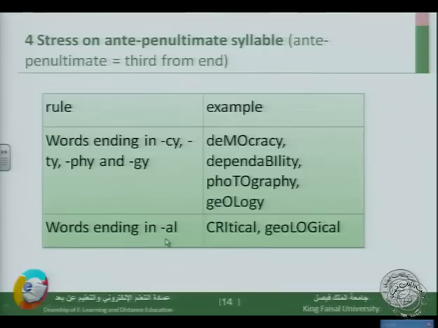Number 4, stress on the antepenultimate syllable. Antepenultimate means third from end. Words ending in C, T, F, and G always have the stress on the antepenultimate, meaning the third from end. Like the word democracy, four syllables. Democracy: one, two, three, four. So you put the stress on the antepenultimate, mo.